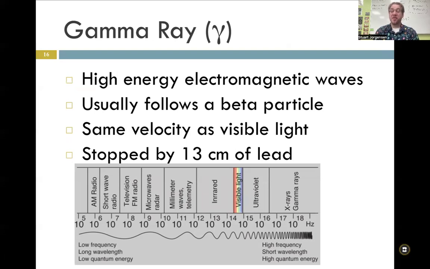They are traveling the speed of light, which means it takes 13 centimeters of lead to actually get that light energy to stop. These are incredibly high energy. We can use these for the treatment of cancer cells. We can use these for sterilization of food or surgical equipment. A lot of practical applications for gamma rays, but it is just more energy leaving the nucleus, helping us become more stable.